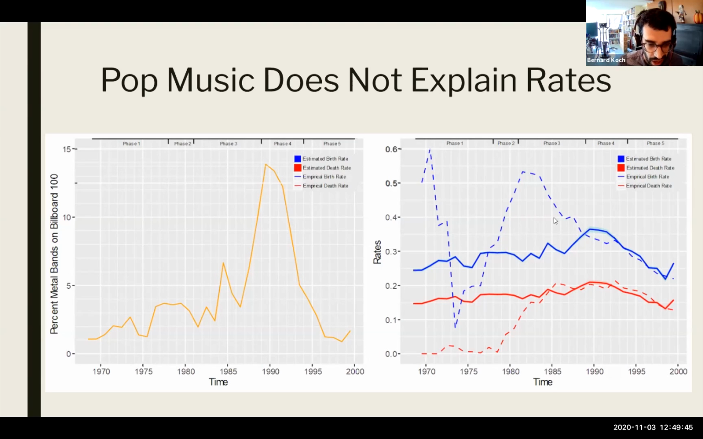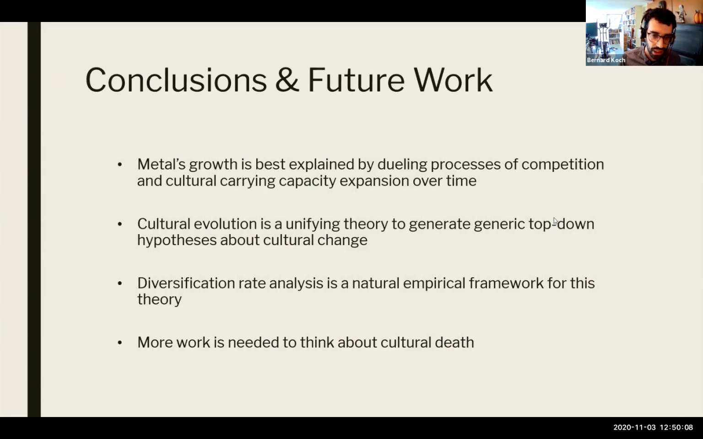But that is actually not a very good model for the rates we see. Maybe it captures the decline at the end of metal, consistent with metal's fall from grace and replacement by grunge or nu metal or whatever. But it doesn't seem like a good explanation of how metal changed in the big picture over this time period. So what I want you to take home is that these are really interesting models.